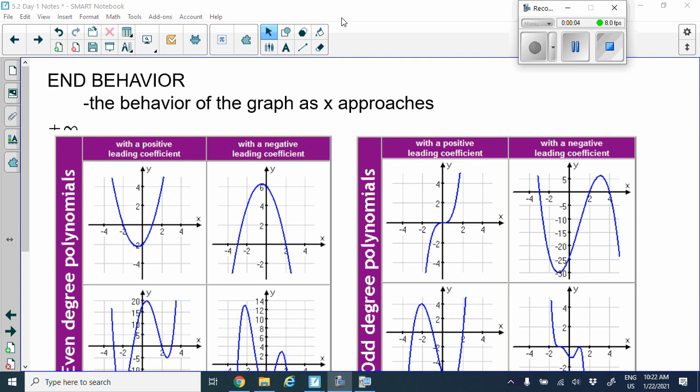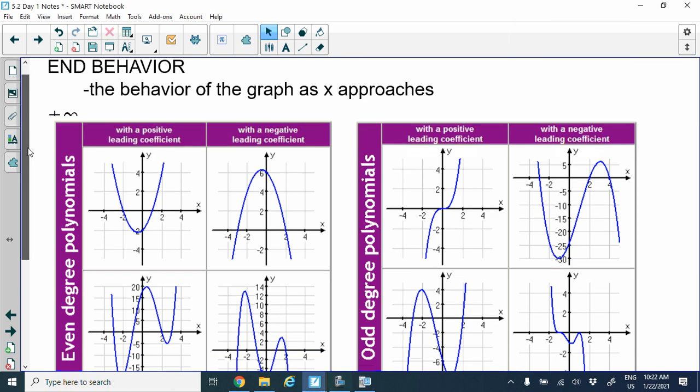Now we're going to talk about end behavior. Basically, what is end behavior? It's the behavior of the graph as x approaches infinity. Basically, what we're going to do is look at the arrows, or the ends, of our graph, okay?